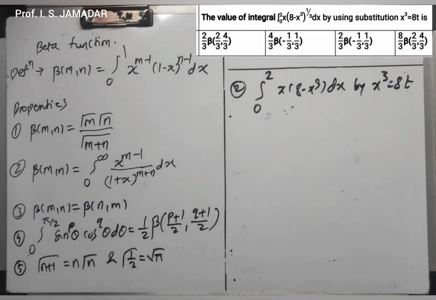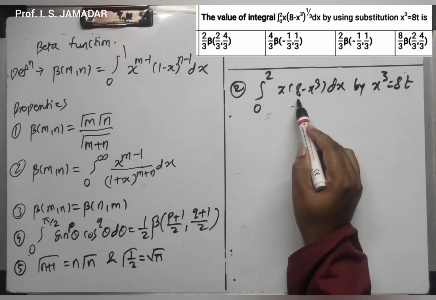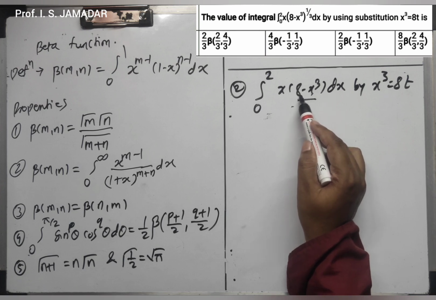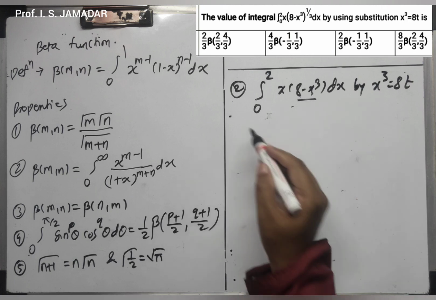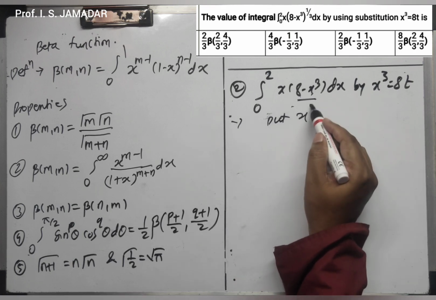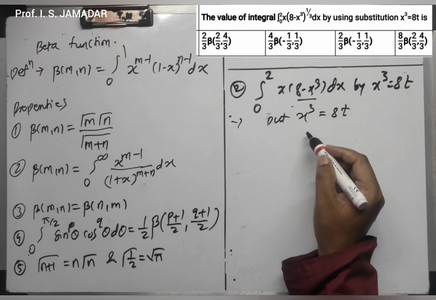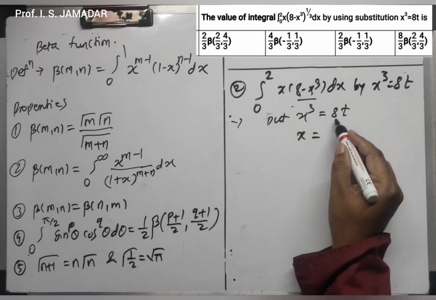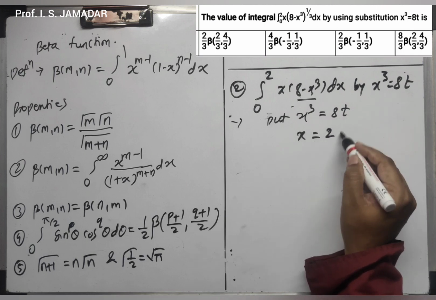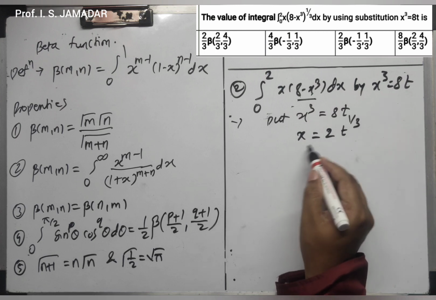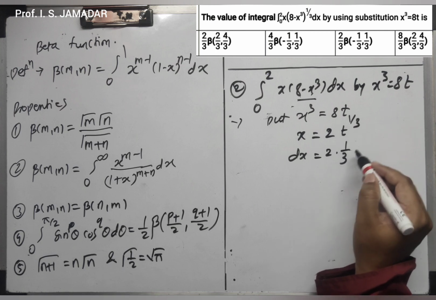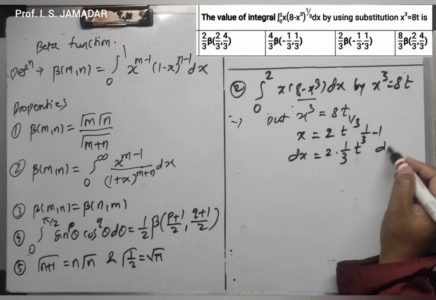I already told you that when solving the examples of beta function, we must get the term of 1 minus t. Here you can see that if I put x cube as 8t, then I will have the 1 minus t term by taking 8 common. So put x cube equal to 8t. That implies, taking third root on both sides, x is equal to cube root of 8, which is 2, and cube root of t is t raised to 1 upon 3. Now take the derivative of this. So dx will be equal to 2 into the derivative of t raised to 1 by 3, which is 1 upon 3 t raised to 1 upon 3 minus 1 dt.